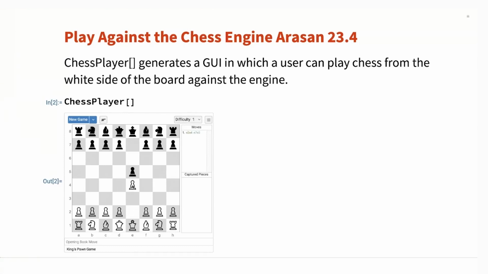E2 to E4, opening book move. E7 to E5, opening book move. So the moves are displayed in this panel over here, the moves pane. And down below, you will see King's Pawn Game. So that's the name of the opening that's being played so far. Continue going on here. G1 to F3, opening book move. B8 to C6, opening book move. F1 to C4, opening book move. G8 to F6, opening book move.